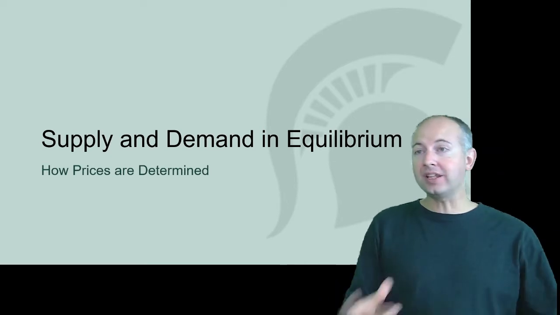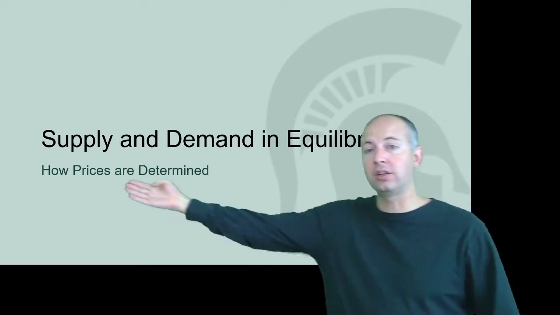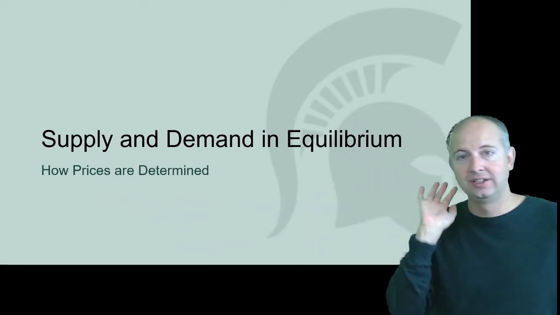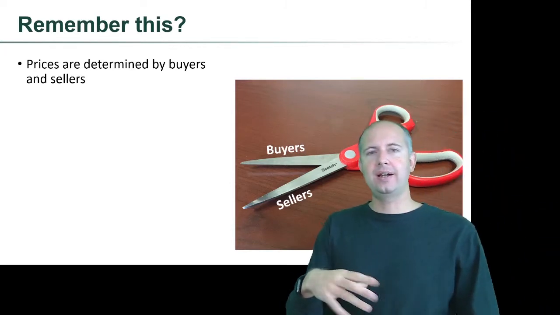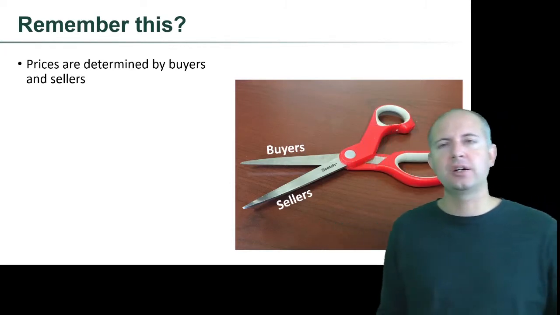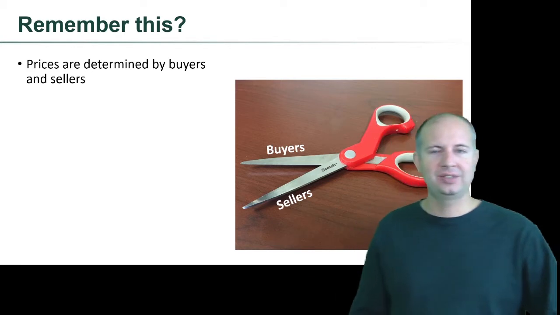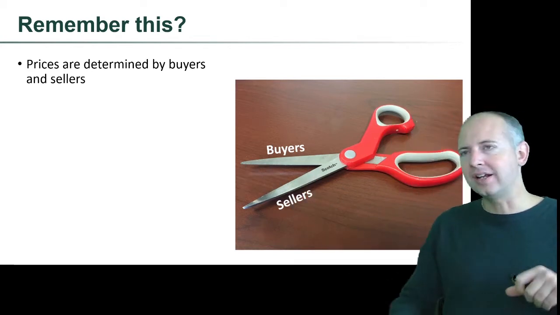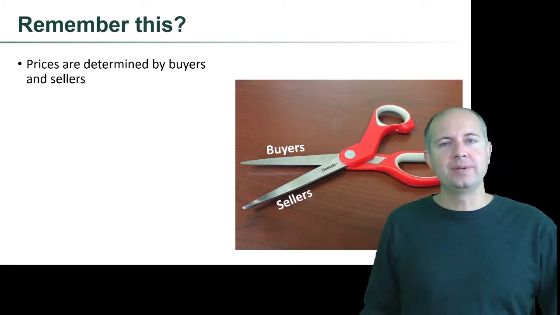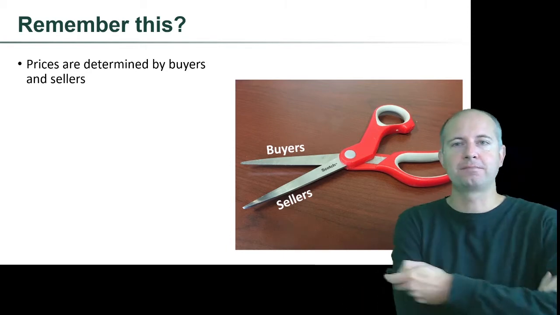And really the most important thing to get out of this is we're going to learn how prices are determined. You remember we said at the beginning of demand that prices are determined by buyers and sellers. We said it's sort of like with scissors, you need both blades to cut the paper. We need both buyers and sellers to get prices.